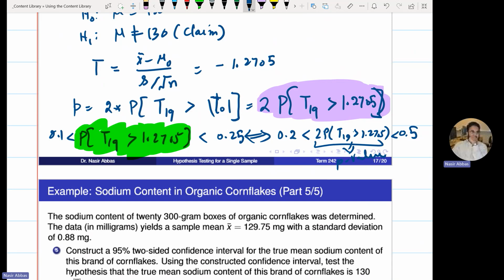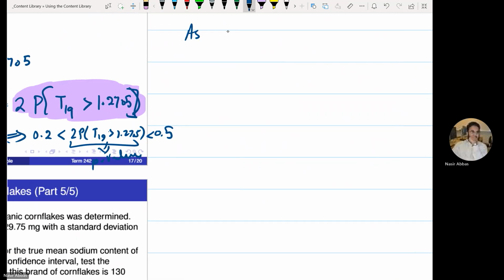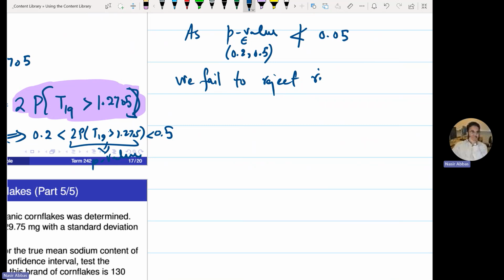What would be your decision? You assume alpha to be 0.05. Is this p-value less than alpha? Whatever it is, it is between 0.2 and 0.5. Is it less than alpha? This p-value is between 0.2 and 0.5. It is not less than alpha. Whatever it is, it is not less than 0.05. So what will you do? We fail to reject H0.